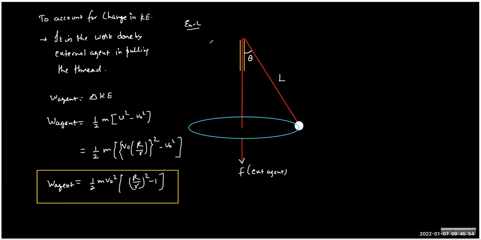So this is the conical pendulum. Now after some time, the rope length is changed to small l. So if the rope length is changed to small l, then what will be the new angle?